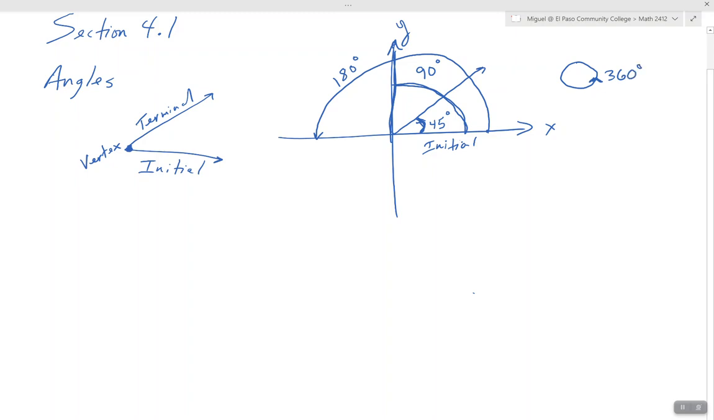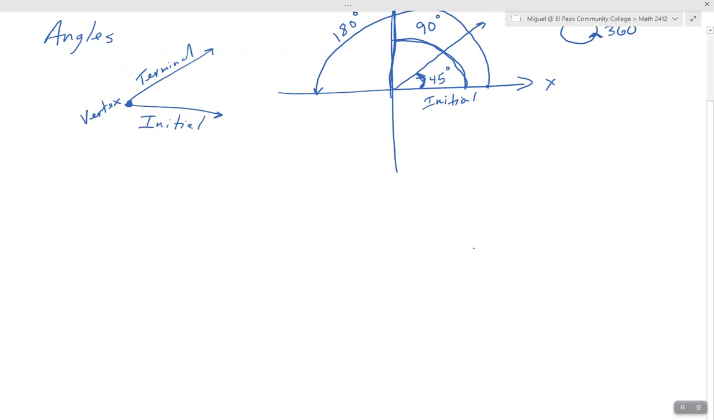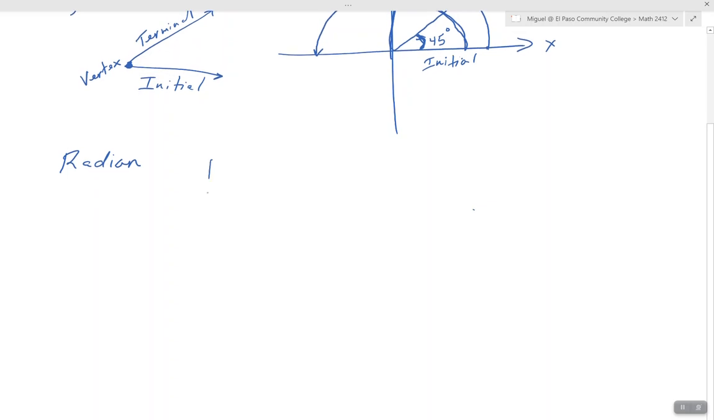Good. Now, in trig, we often use radians. So what is a radian? Let me draw you a picture. I think this will be better than the definition. So say that this length here, we know that's the radius, right?